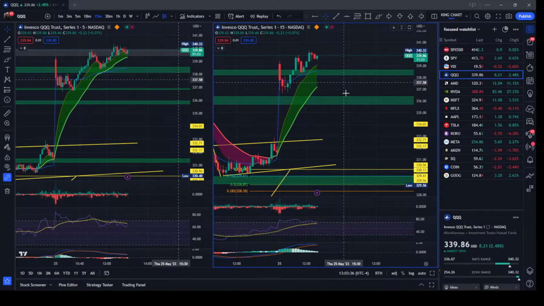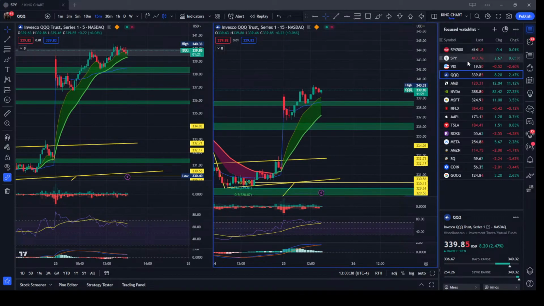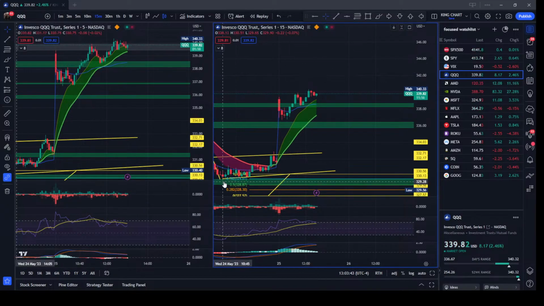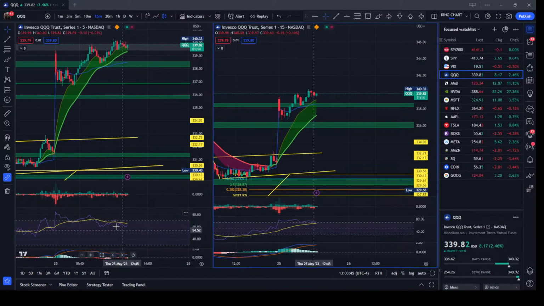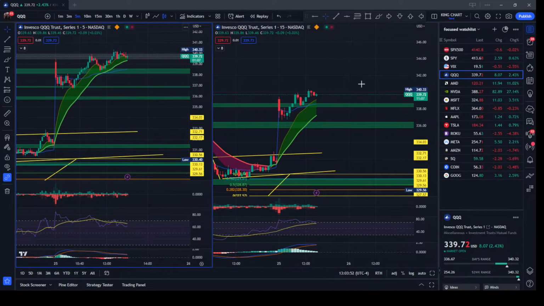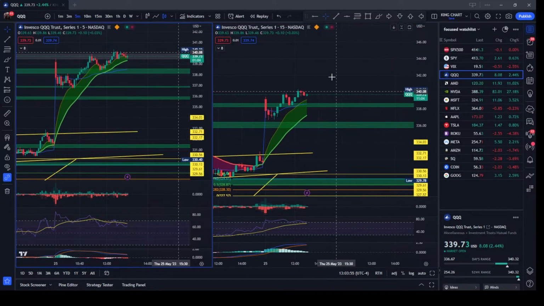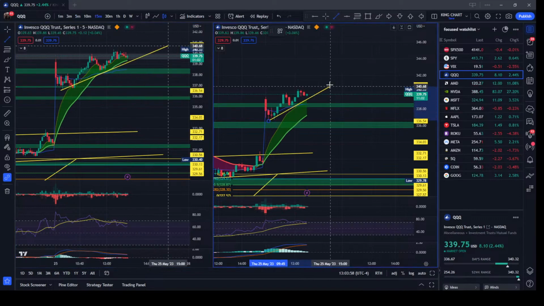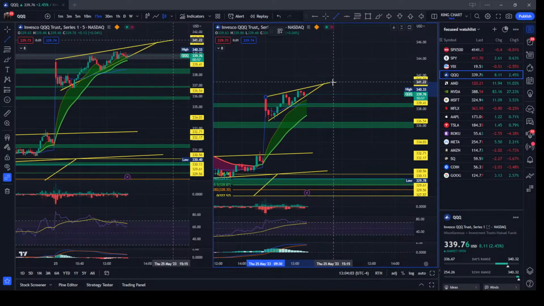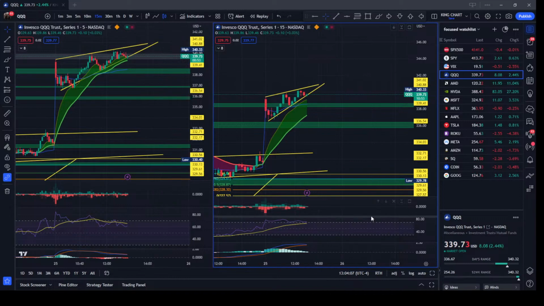All right, so looking at, what is this, Qs? Yeah, Qs. Well, Qs are coming out of overbought territory because they were over 70 for a while from that big Nvidia push overnight. Let's see what we have here. Also interesting. So we have a bull flag on SPY, but then on Qs we have a rising wedge.